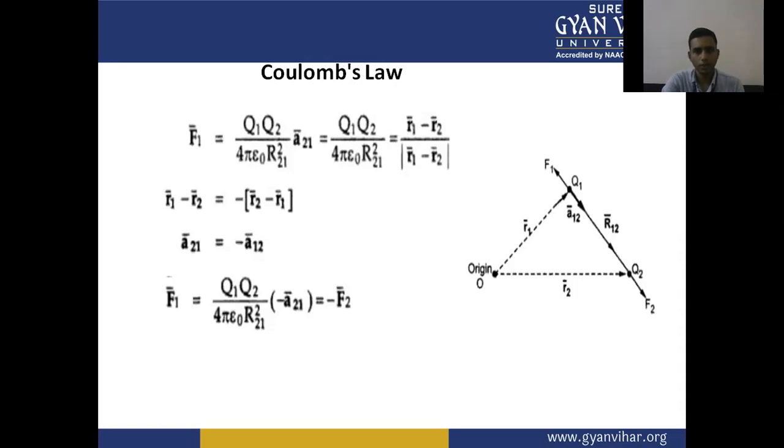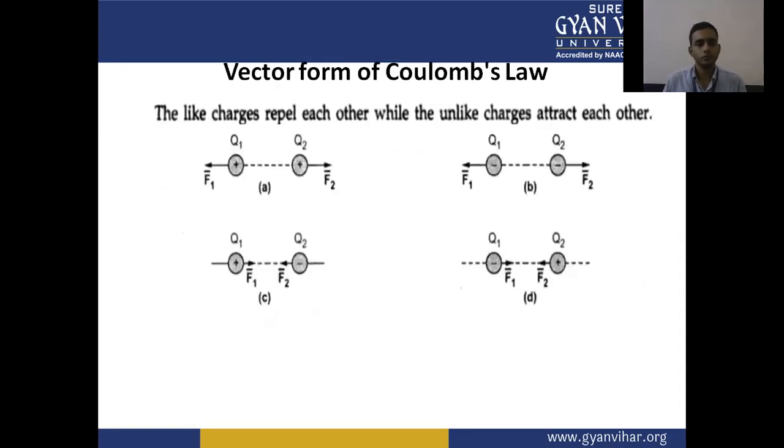And O is the origin, and from the origin R1 is the distance to Q1 and R2 is the distance to Q2 respectively. R1 minus R2 is equal to minus of R2 minus R1. So A21 is equal to minus of A12. In this case, F1 is equal to minus of F2. So it represents that the force on charge Q1, that is F1, is opposite to F2. This is the vector form of Coulomb's law.